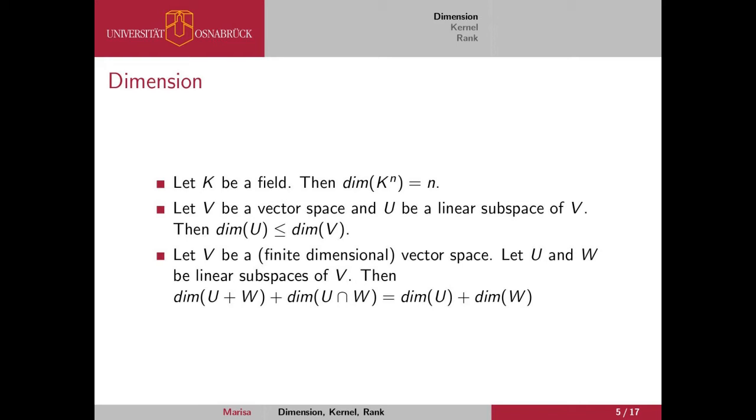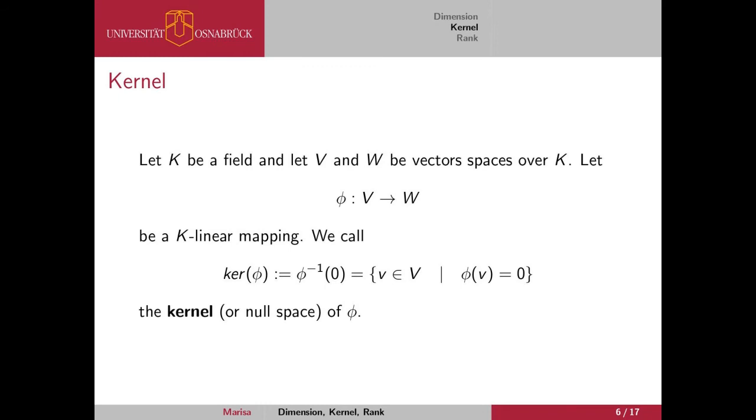After so much content about dimensions, let us continue with kernels now. The definition for the kernel goes as follows. Let K be a field and let V and W be vector spaces over this field K. Let phi, which maps from V to W, be a K-linear mapping. We call the kernel of phi, which is defined as phi to the power of -1 of 0, which is the set of all vectors v which come from the vector space V, for which it holds that phi of v equals 0. So we call this the kernel or the null space of phi.